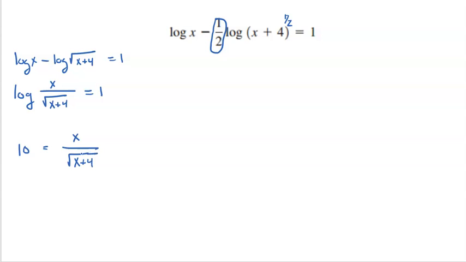First thing I'm going to do is cross multiply. I have 10 over 1, fraction equals a fraction. I'm going to cross multiply. So I get 10 times the square root of x plus 4 equals 1 times x, which is x. Now, please do not distribute the 10. You can't. A square root is not a parenthesis that could be distributed, so it's just 10 times the square root of x plus 4.